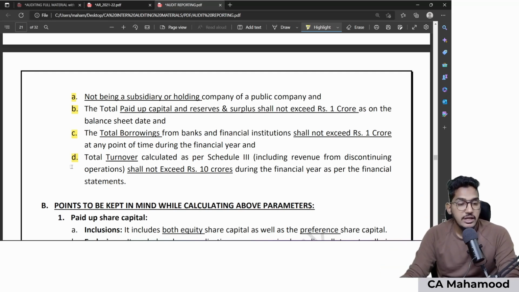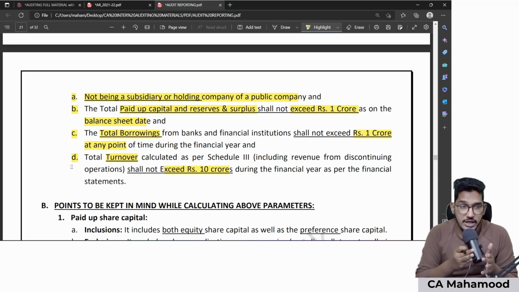If I list them out, your client company should not be a subsidiary or holding company of a public company. Number 2, your client should not have paid up capital and reserves and surplus exceeding 1 crore rupees as on the balance sheet date. Your client should not have borrowings from banks and financial institutions exceeding 1 crore rupees at any point of time during the financial year. And your client company should have a turnover as per Schedule 3, including revenue from discontinued operations, not exceeding 10 crores during the entire financial year. So if your client company is a private limited company and satisfies all these 4 conditions, then CARO does not become applicable.